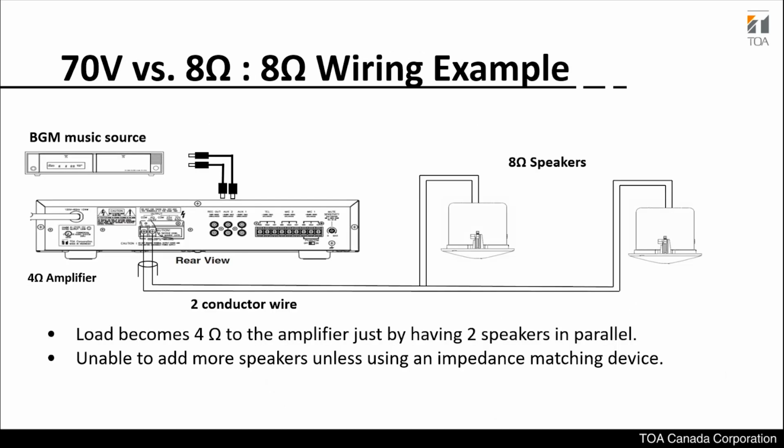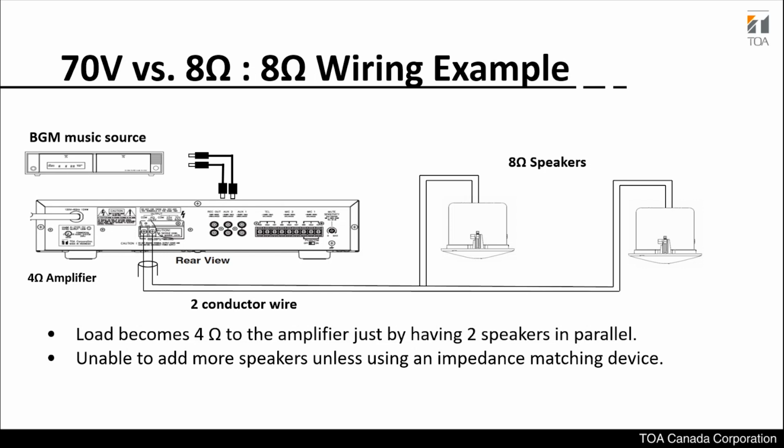Here we have an 8-ohm wiring example. In this case, we're using again the same A2000 series amplifier, and this amplifier has 4-ohm outputs. So for these 4-ohm outputs, we connect 2 speakers in parallel. Each speaker has 8 ohms. So by using Ohm's law, 2 8-ohm speakers in parallel will give you 4 ohms. So it's matching the amplifier.